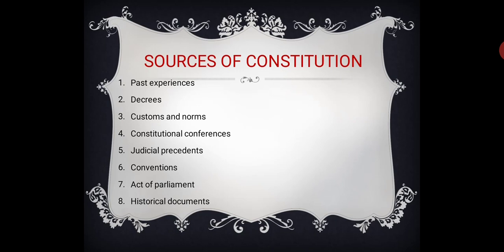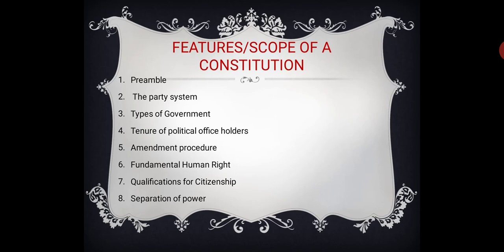Now we go to the next subheading, which is features and scope of a constitution. I said features and scope of a constitution. Number one, we have the preamble. This is the introductory aspect of the Constitution, stating its fundamental objectives and principles of the state and the essence of the Constitution.